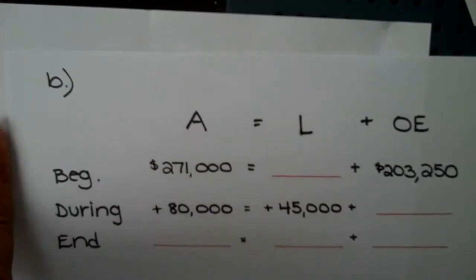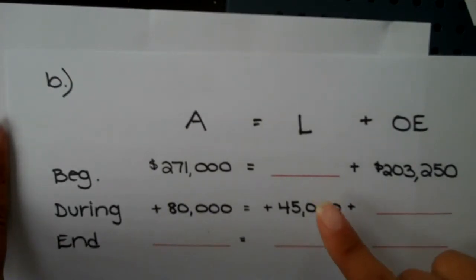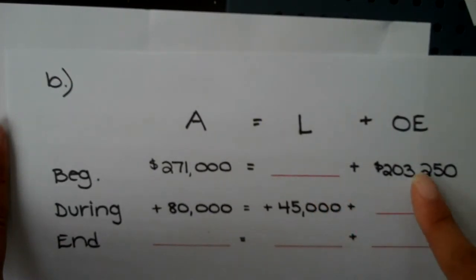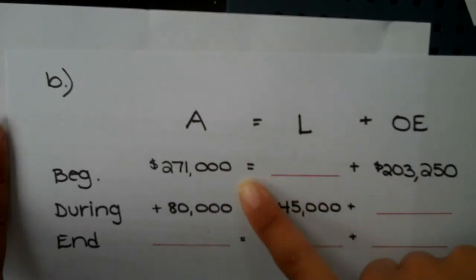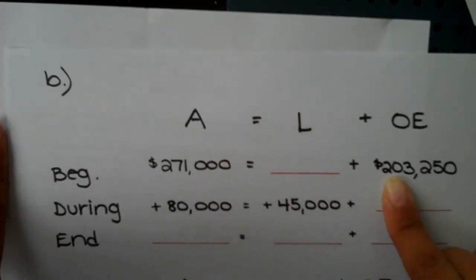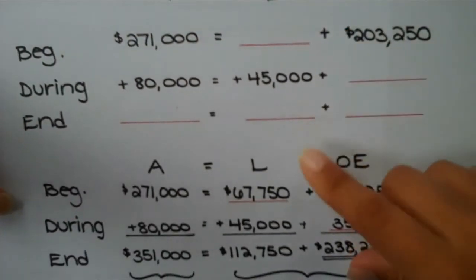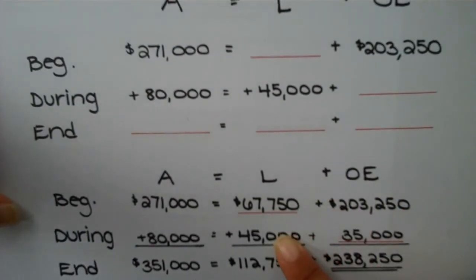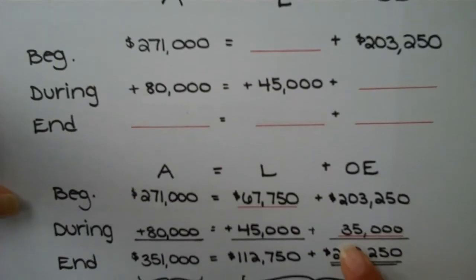And it might seem like you have a lot of holes at first, but if you only have one missing item per equation, or 2 or more, and you know the equation, you can solve for that unknown. So then go ahead and work through the math. To find the missing beginning liability amount, you'll take 271 and subtract it from your 203. And you will get $67,750. So continue on, subtract the $45,000 from the 80 to get the 35. Once you have those numbers, you'll be able to compute your ending balances for the year.